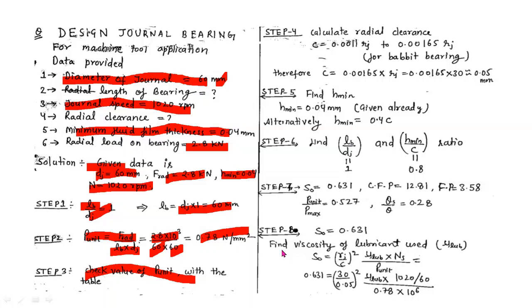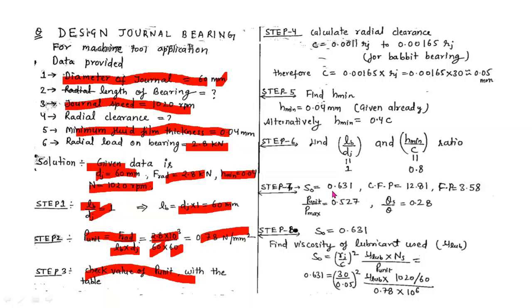So in step number 8, we have to find out the viscosity of the lubricant, which is given by mu lub. How will we achieve this? See friends, this is the formula for the Sommerfeld number. Here S0 is the Sommerfeld number, and the value of the Sommerfeld number is taken as 0.631.